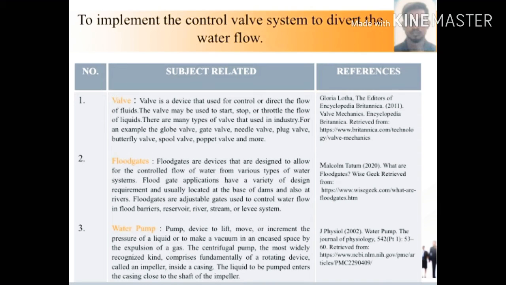The second component is the floodgate. It is a device that is designed to allow the control flow of water from various types of water system. The floodgate is used to control water flow in flood barriers, reservoir, river, stream and levee system. The third component is the water pump.